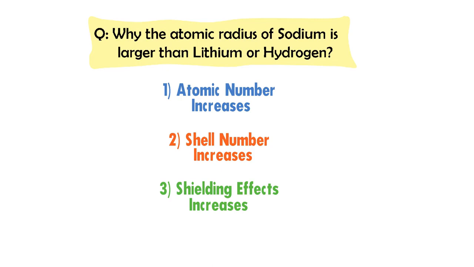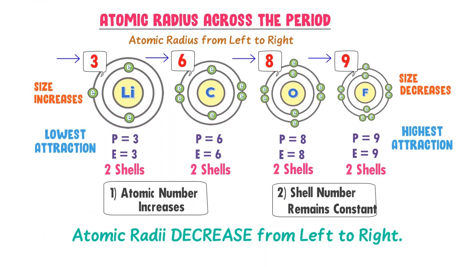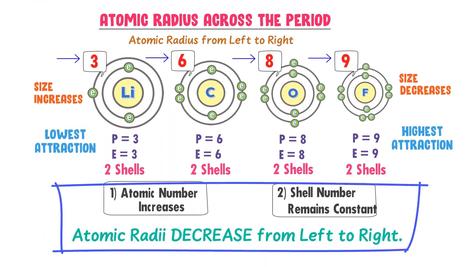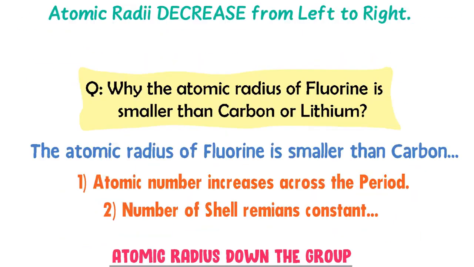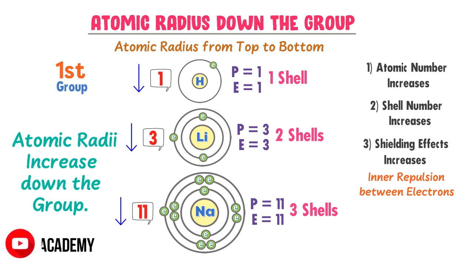To conclude my lecture, we learned that atomic radius is the distance between nucleus and outermost shell of an atom. Secondly, we learned that atomic radii decrease across the period. Although the atomic number increases, the number of shells remains constant. Thirdly, we learned that atomic radii increase down the group. It is because atomic number increases, number of shells also increases, and shielding effect increases. I hope that you have learned all about atomic radius and trends of atomic radius in the periodic table.